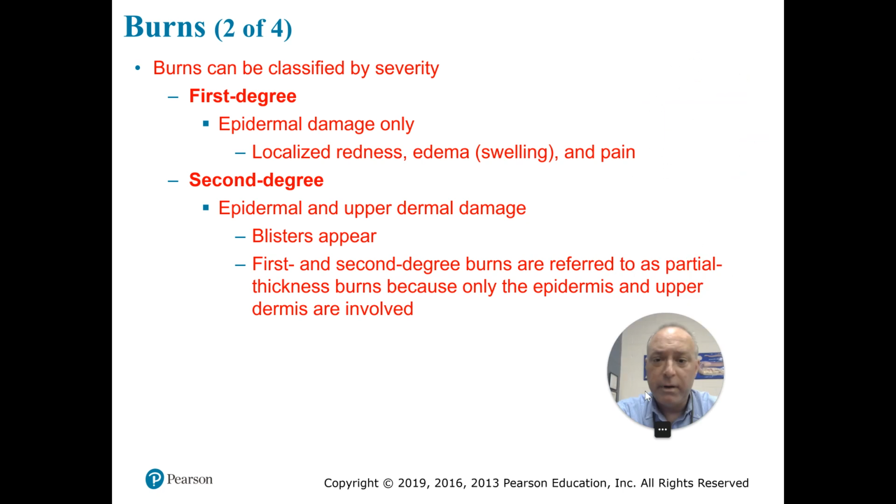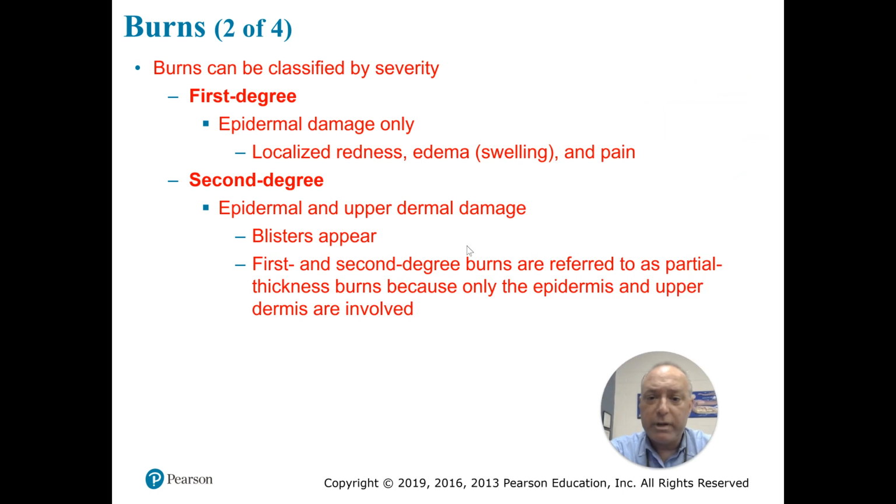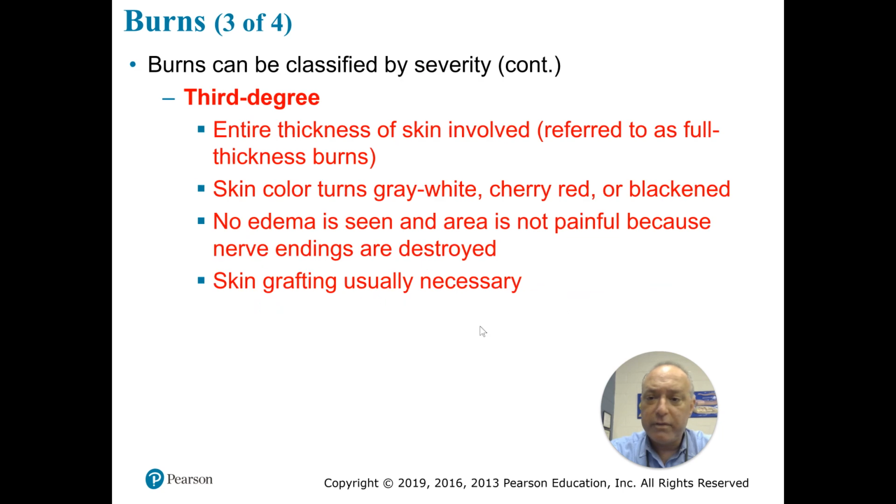So a first-degree burn is the epidermal damage only: localized redness, edema, swelling, and pain. This would be like a sunburn. Second-degree burn is the epidermal and upper dermal damage, where you get blisters. This is a partial thickness burn because only the epidermis and upper dermis are involved.